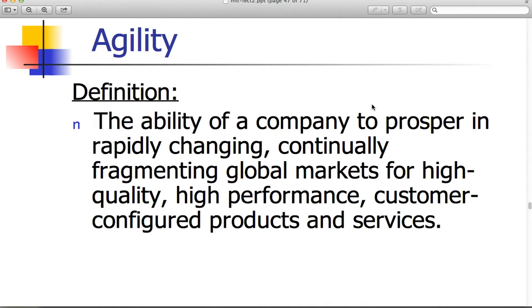Ability for the company to change, to continuously improve in the continuity of fragmenting global markets and high quality, high performance customer service, products, services. So agile, just think about change and the ability to change quickly. If you're going to come up with an agile development process, then you're going to involve the end users, you're going to involve the development team, you're going to have more communication going on, hopefully, and you're going to change rapidly depending upon the feedback that you're getting.